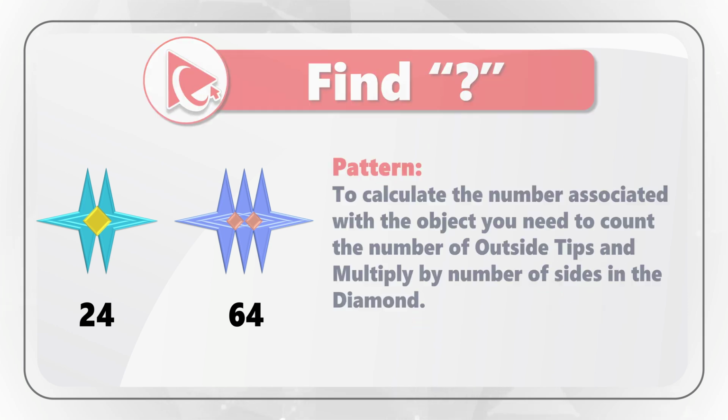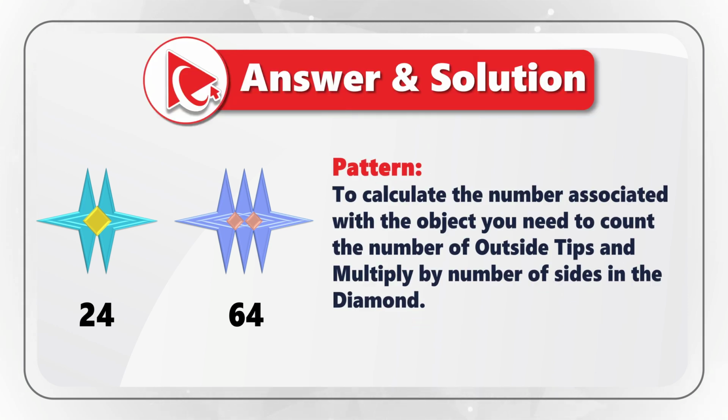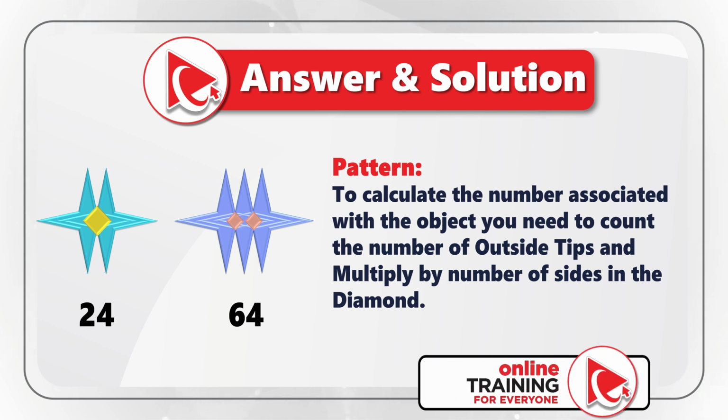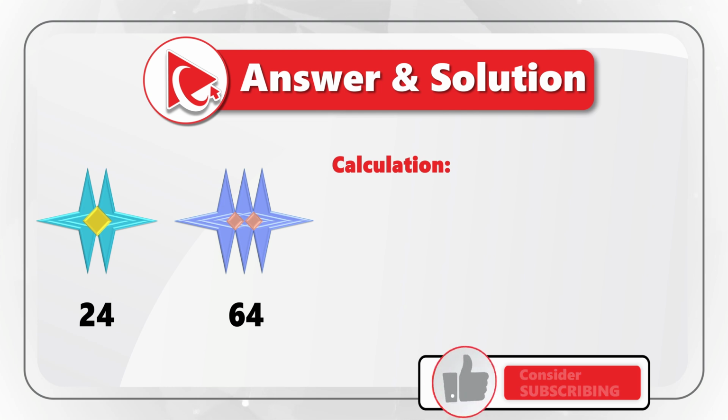As you might have guessed, the number is calculated based on the number of tips of the stars and number of sides of the diamonds available in each object. Let's look at the example. The first set of blue stars has 6 tips. Let's count them. 1, 2, 3, 4, 5, and 6. And it only has one diamond, which is represented by 4 sides. 6 multiplied by 4 equals 24.